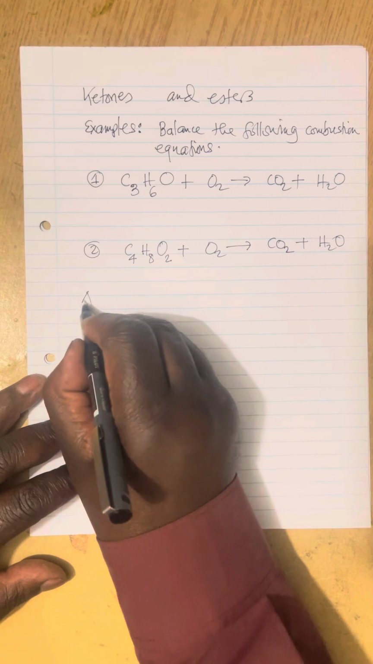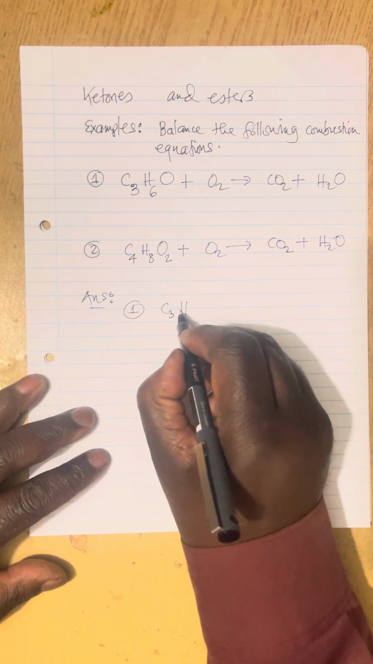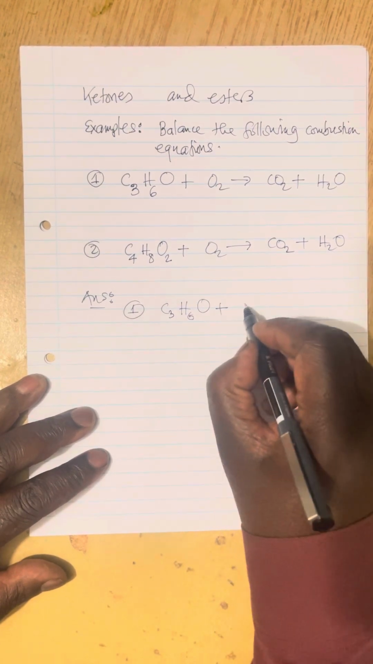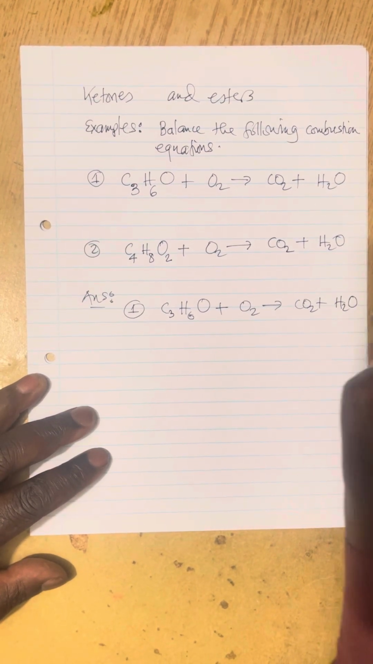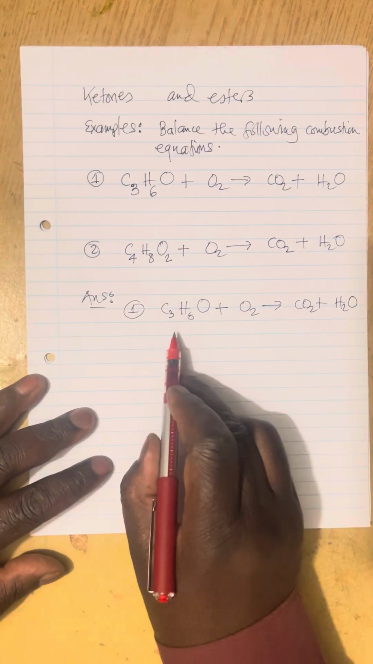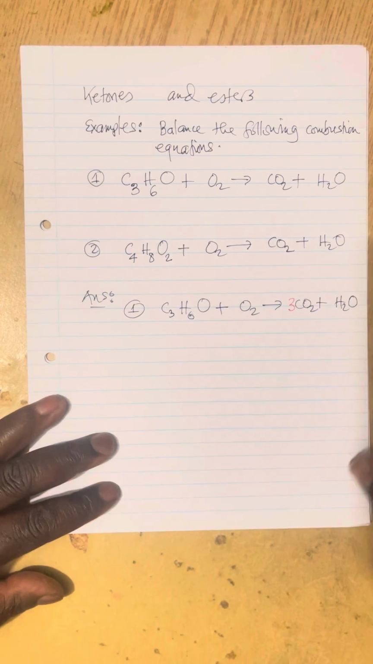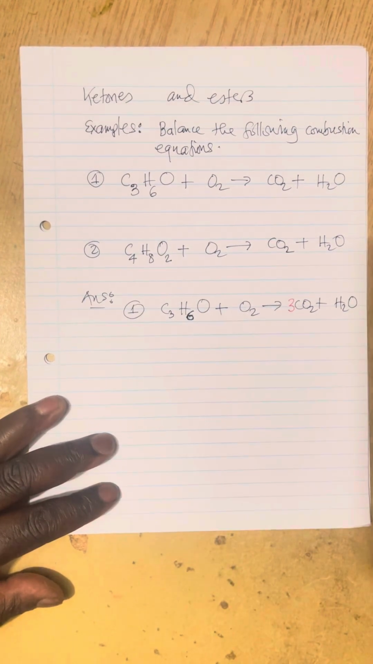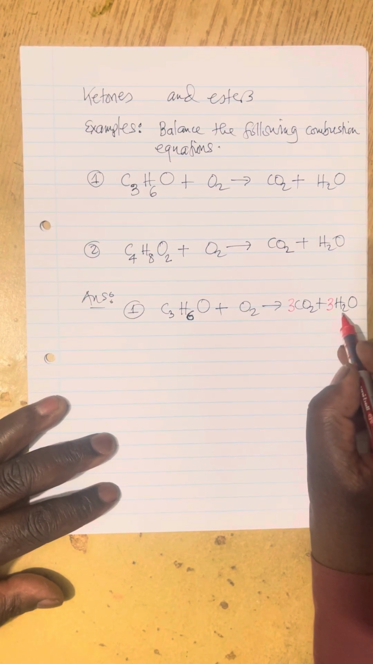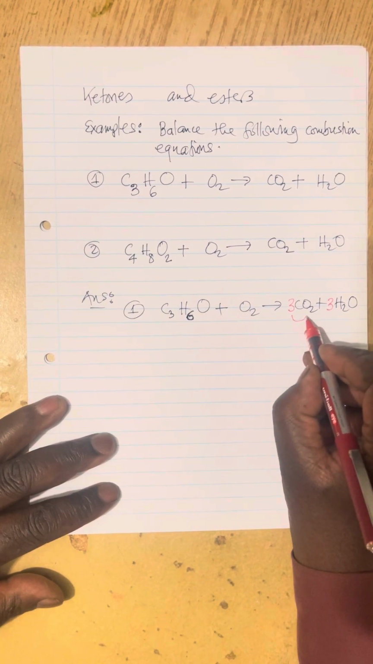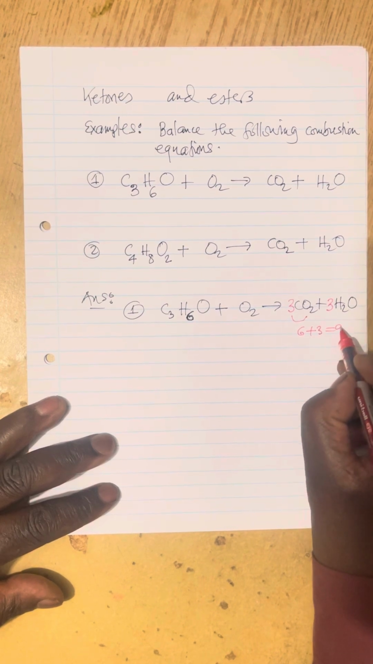Let's look at the answers. Number 1, we have C3H6O plus O2, giving us CO2 plus H2O. Let's put in the coefficients. 3 carbons, 3 carbons. Let's talk about hydrogens. We have 6 hydrogens here. We need 6 there, so I must put a 3 there also. 3 times 2 is 6 hydrogens. And oxygens, we move to the right hand side. Step number 1, 3 times 2 is 6 plus 3 times 1 is 3. The answer is 9.